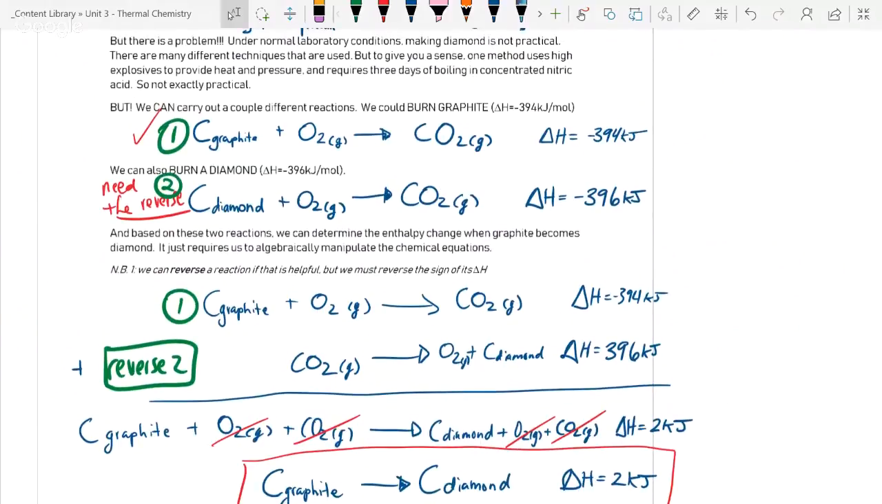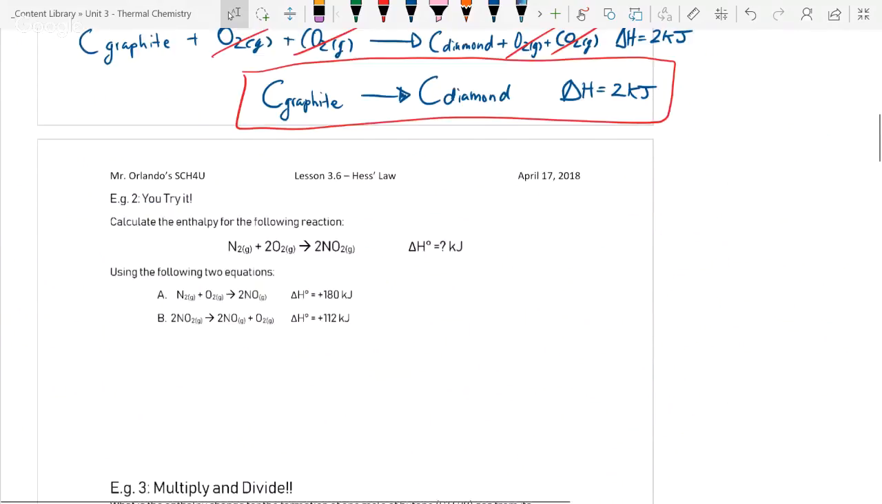Does this basic process make sense? I have two equations. I know the delta H of those equations. I have a third equation that I want to figure out. I don't know its delta H. I can take the two that I know and algebraically manipulate them to give me the equation I don't know. Do you feel like you can try one? I think you can. I have faith in all of you.